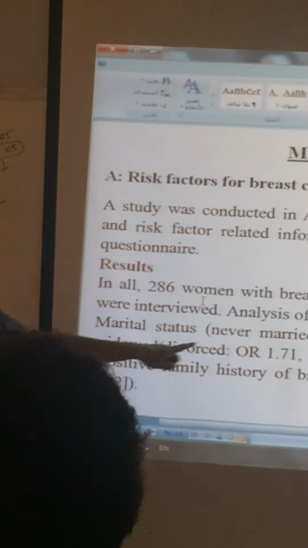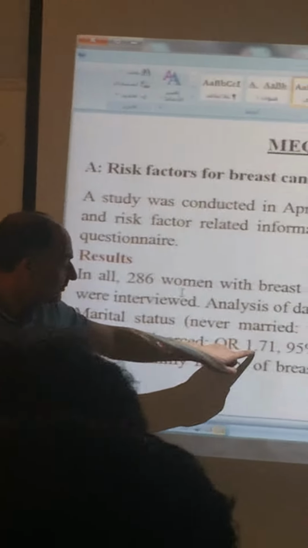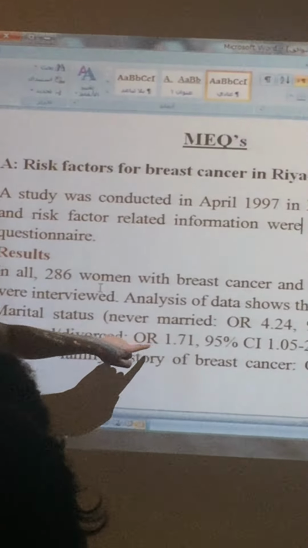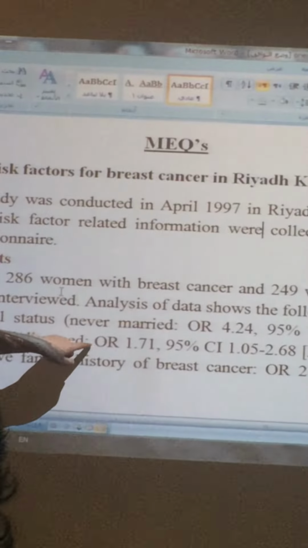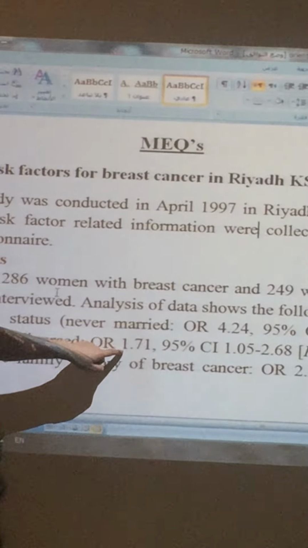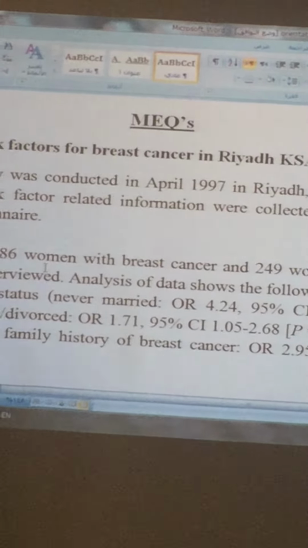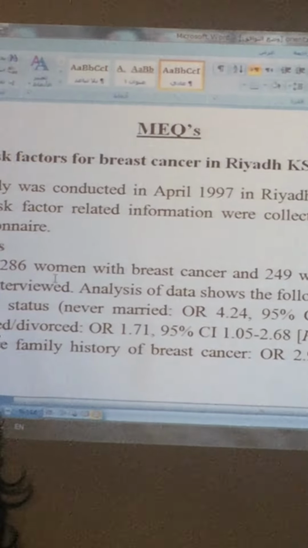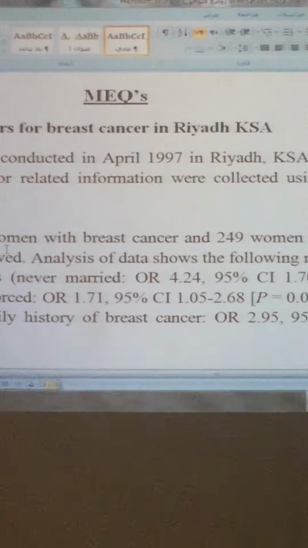Then another thing, widowed or divorced, odds ratio 1.71, again it's increased. It's a risk. So with an odds ratio of 1.71, they have more risk of developing the disease. More than 1, it's risk. Less than 1.